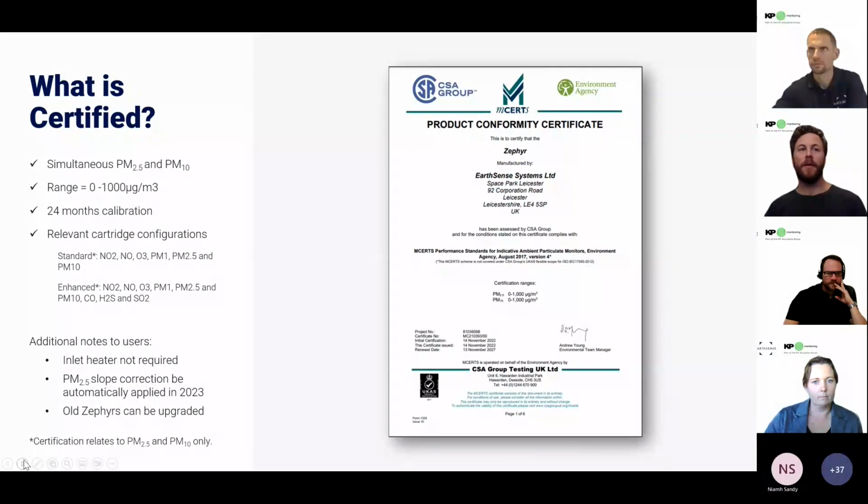And to finish a rather informative, not very exciting slide deck, here is just what certification covers. So the Zephyr is now certified for indicative particulates, the simultaneous PM2.5 and PM10 measurements. We can cover a range up to 1,000 micrograms. So working in the construction space, it means you're covered for those standard limits of 150, 200.